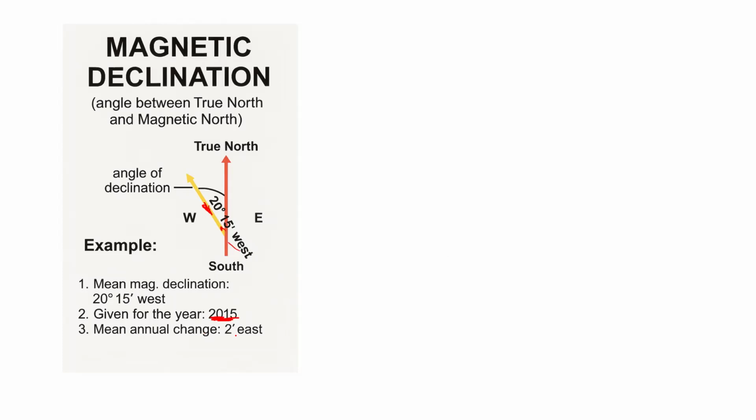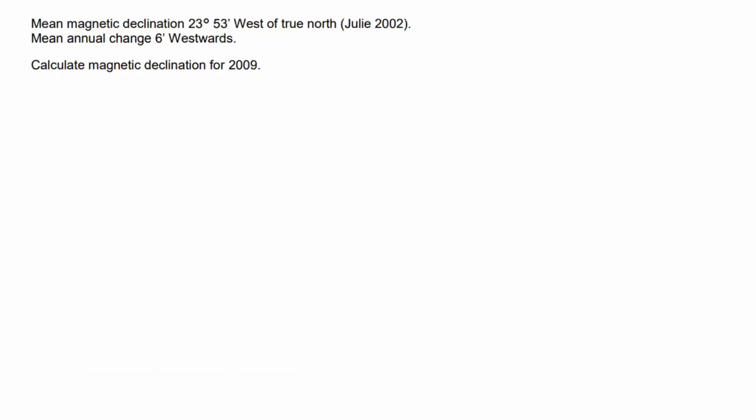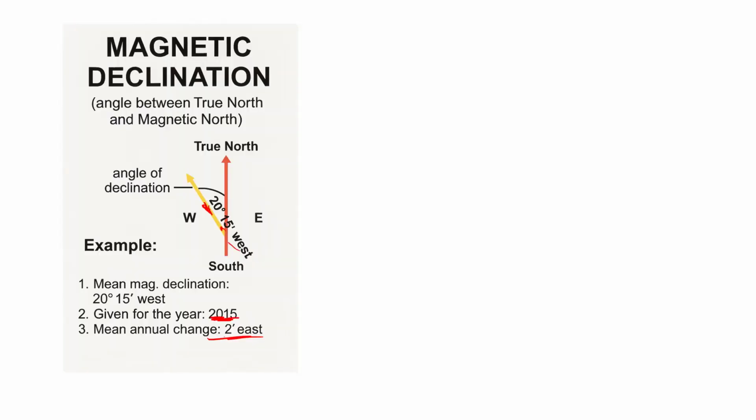So the mean annual change will be 2 minutes towards the east. We just wanted to wrap this thing up. But like I said, I want to bring to your attention how these things are calculated. I'm going to show you shortly how we come up with these subtractions and other things.